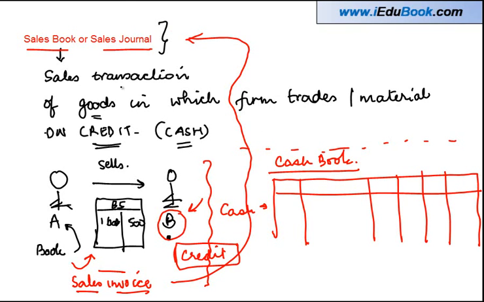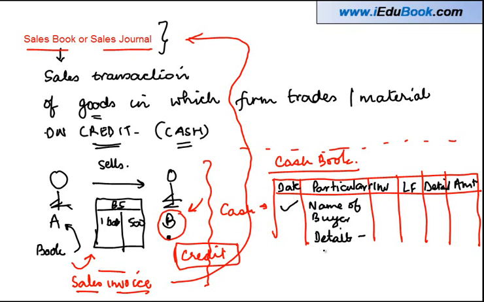right? It will have 6 columns: the date column, the particulars column, the invoice number, the ledger folio, the detail column, and the amount column, right? So whenever you make a sale, you will enter the date, you will enter the name of buyer in the particulars column, details of goods sold here, less any trade discount which you have given, right? So the details and trade discount will come here. The net amount is going to come here.